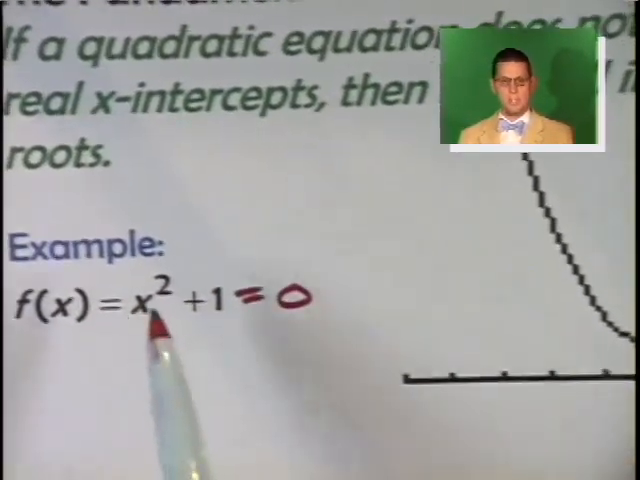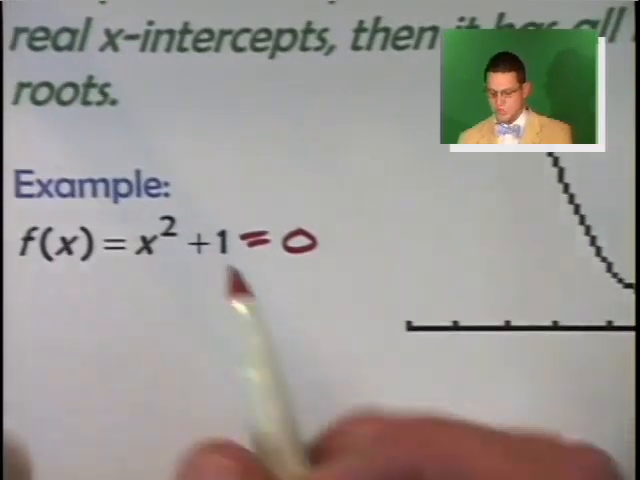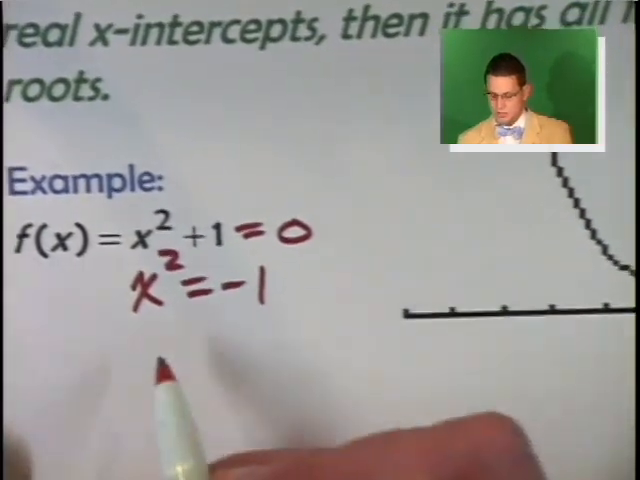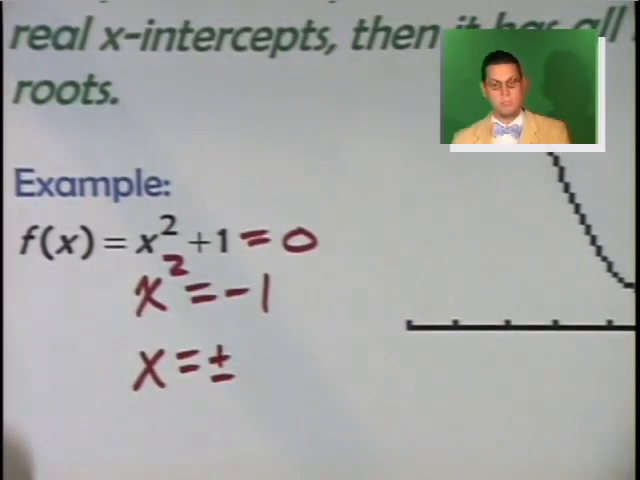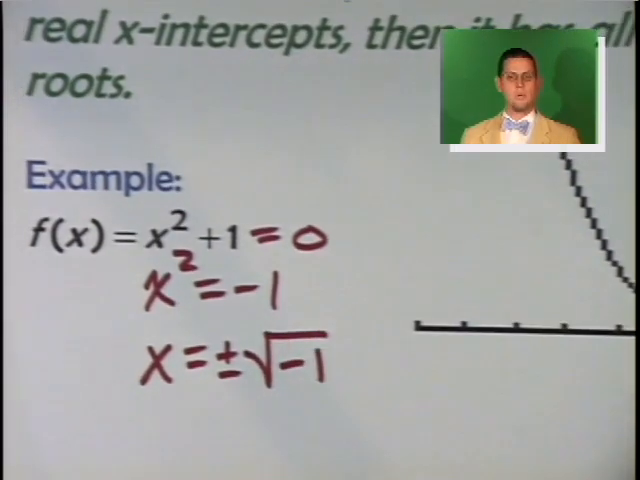If I come back over here and I set my equation equal to 0, I can solve. And since there's no x term, I'm going to use algebra. So I get x squared equals negative 1, and I'll take the square root of both sides. And when we extract the square root for x, we have to remember to take both the positive and the negative version. So I get plus or minus the square root of negative 1. Now you've learned up to now that, hey, you can't take the square root of a negative number. It's undefined. It doesn't exist.